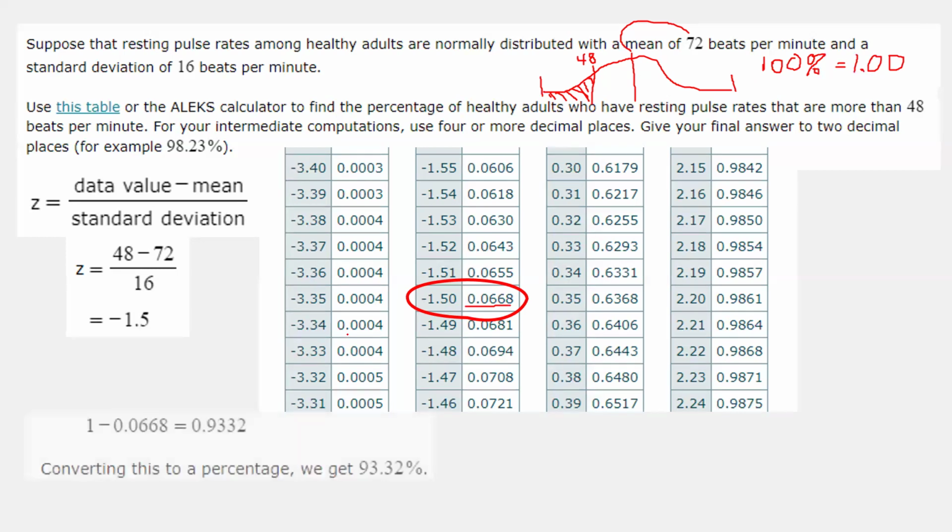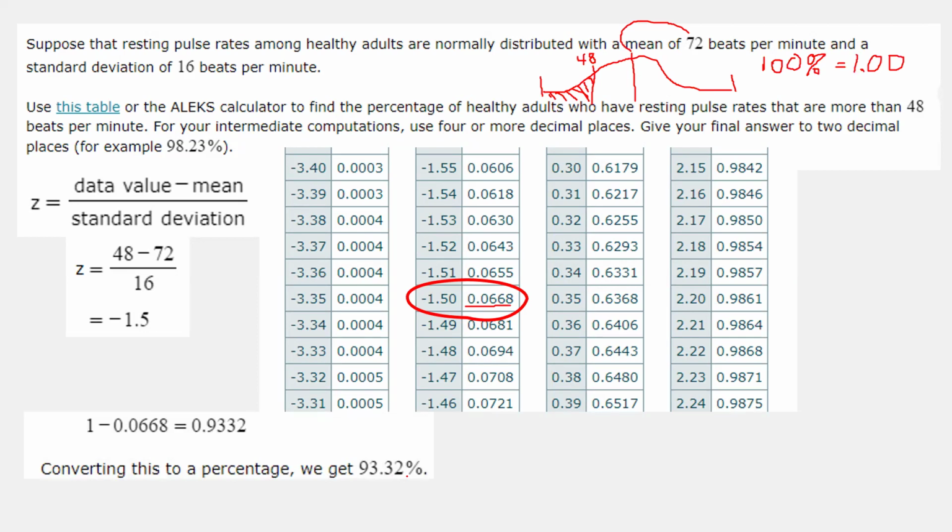So that's what I do. I say 1 minus 0.0668 is 0.9332. I convert this to a percentage, I would get 93.32%.